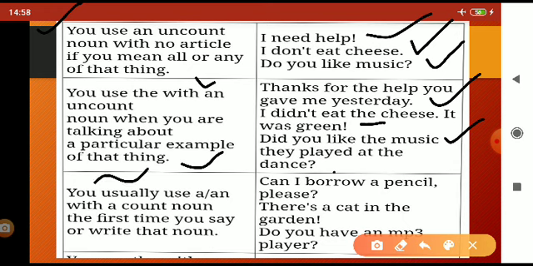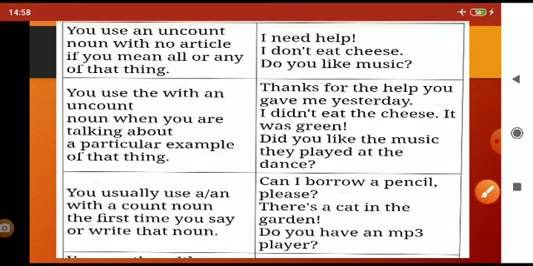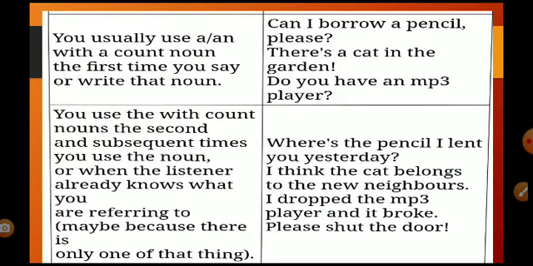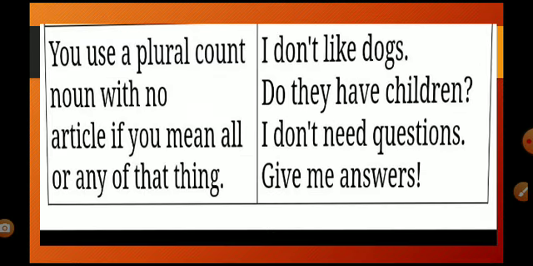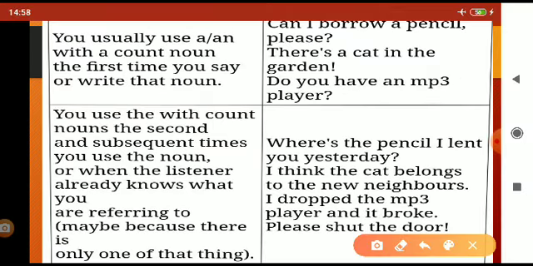In the next, you usually use a or an with countable nouns the first time you say or write that noun. For example, can I borrow a pencil, please? There is a cat in the garden. Or do you have an MP3 player? We'll move on quickly.